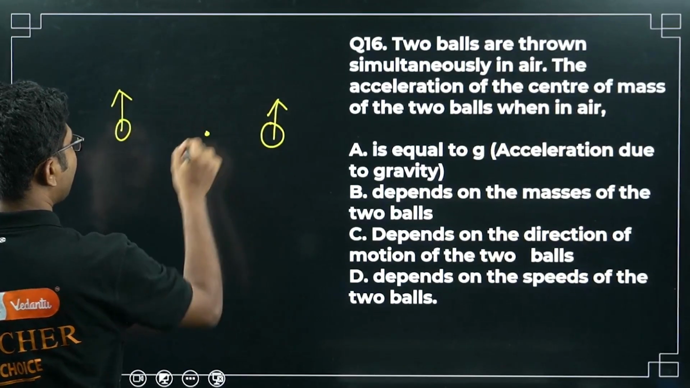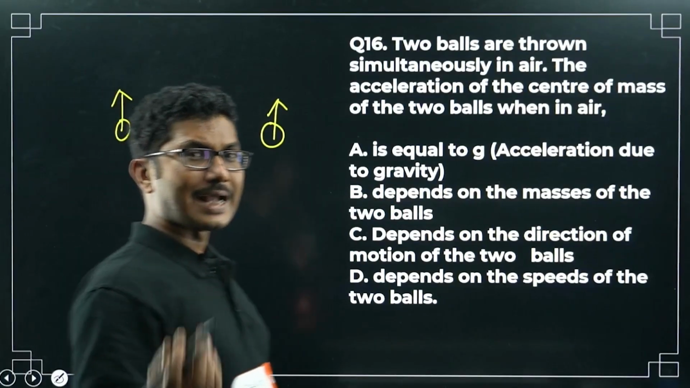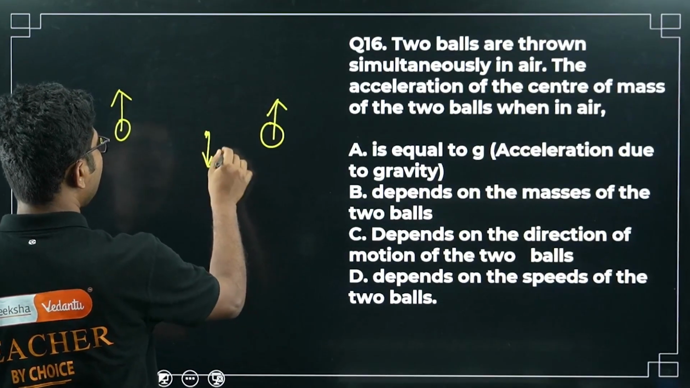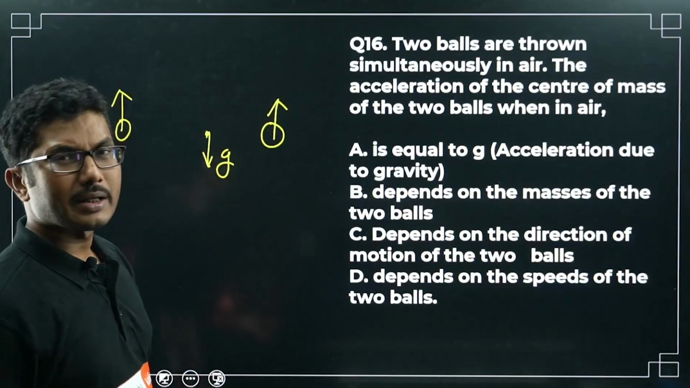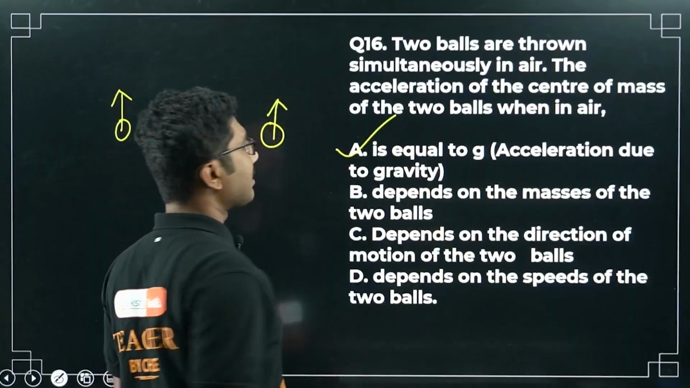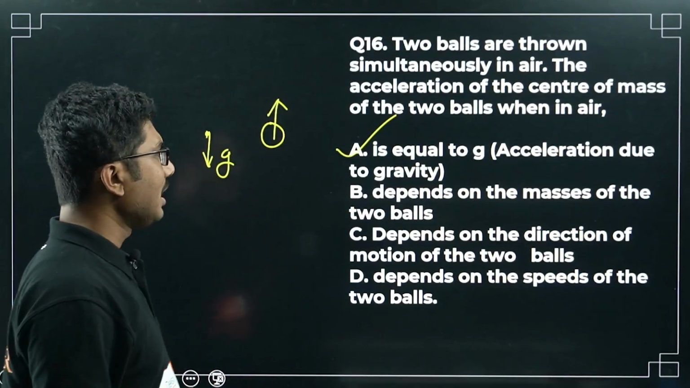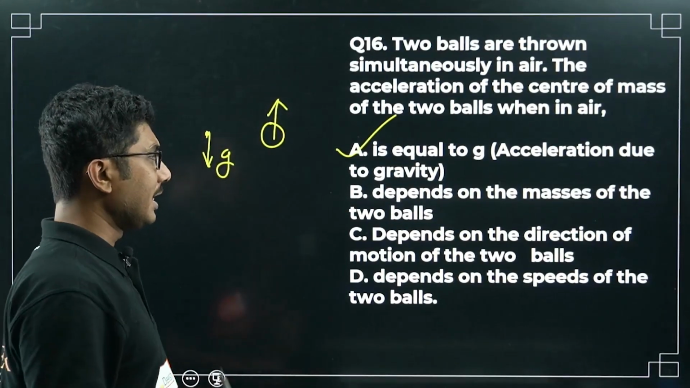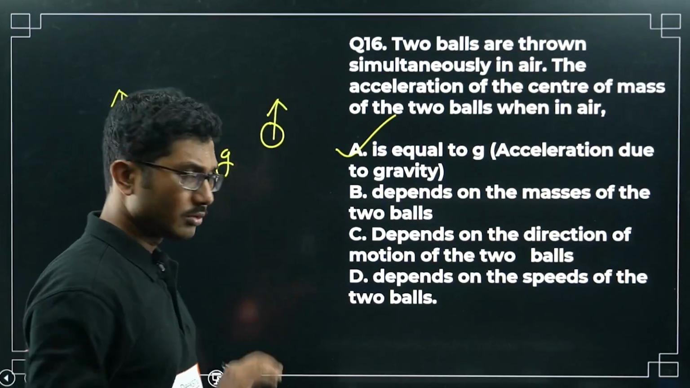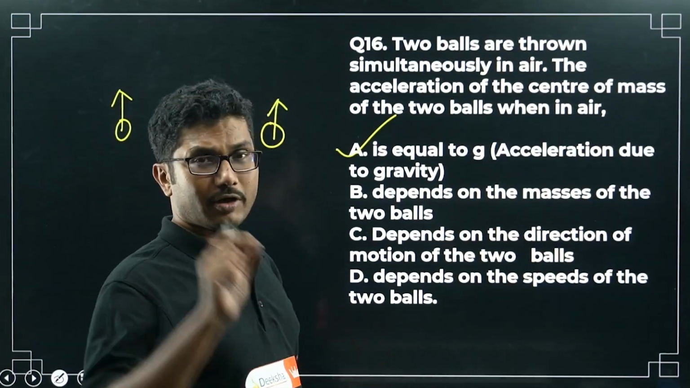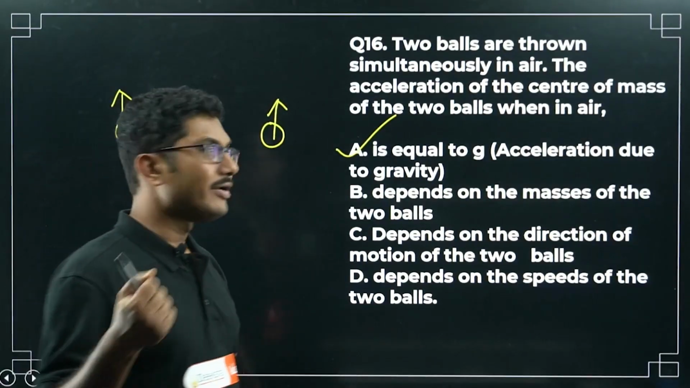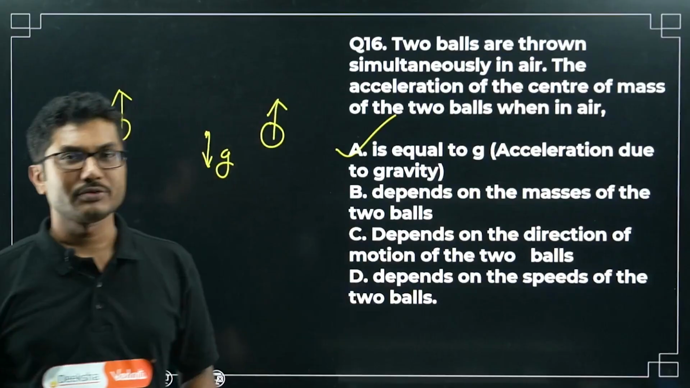The center of mass is somewhere here. What is the acceleration of the center of mass? The acceleration of the center of mass is simply g. It does not depend on the masses, the direction, or the speed of the two balls. It is constant, it is only being attracted by the force of gravity. So acceleration is equal to g.